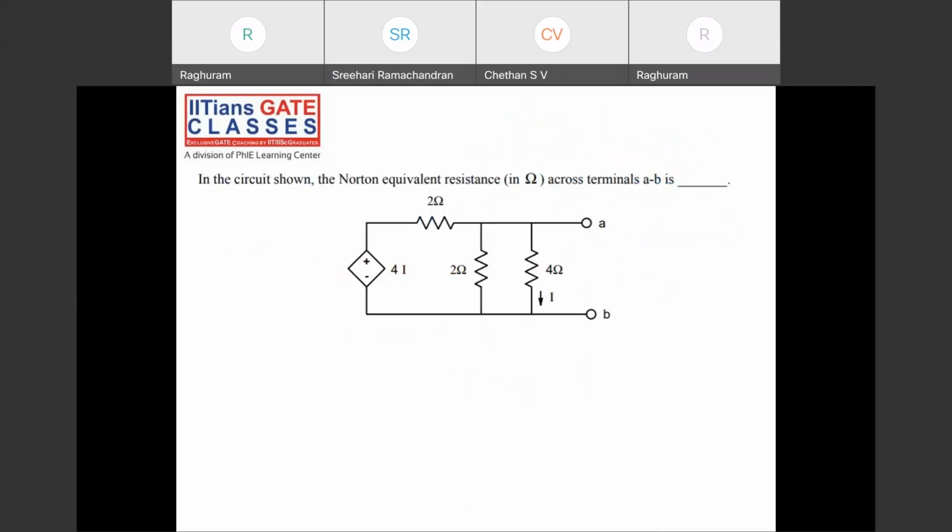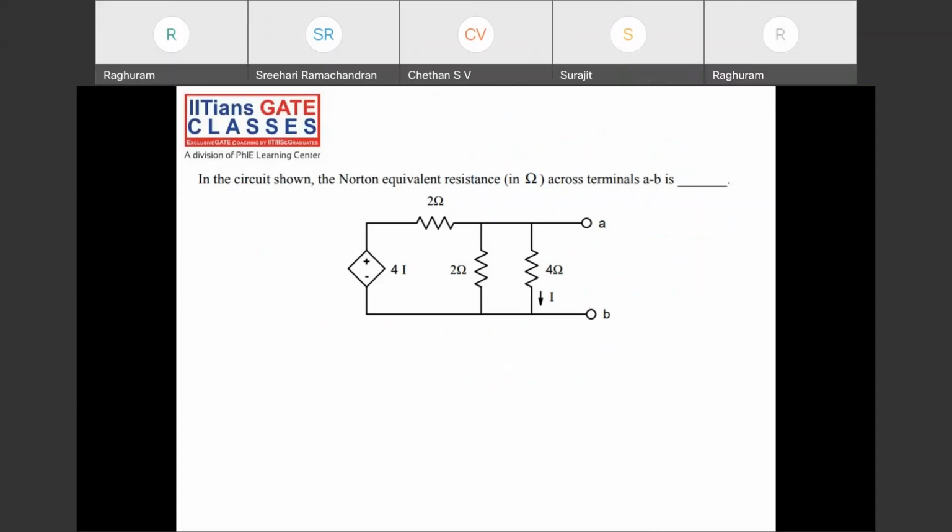Next, you can find this circuit shown, the Norton equivalent resistance across terminals A and B. Norton equivalent resistance across terminals A and B. And coming to resistance, it's the same as Thevenin's equivalent resistance.